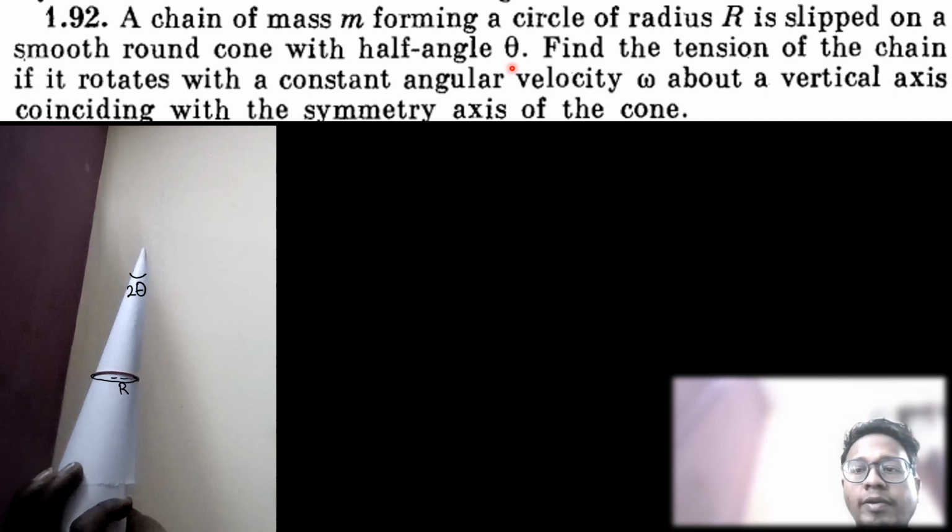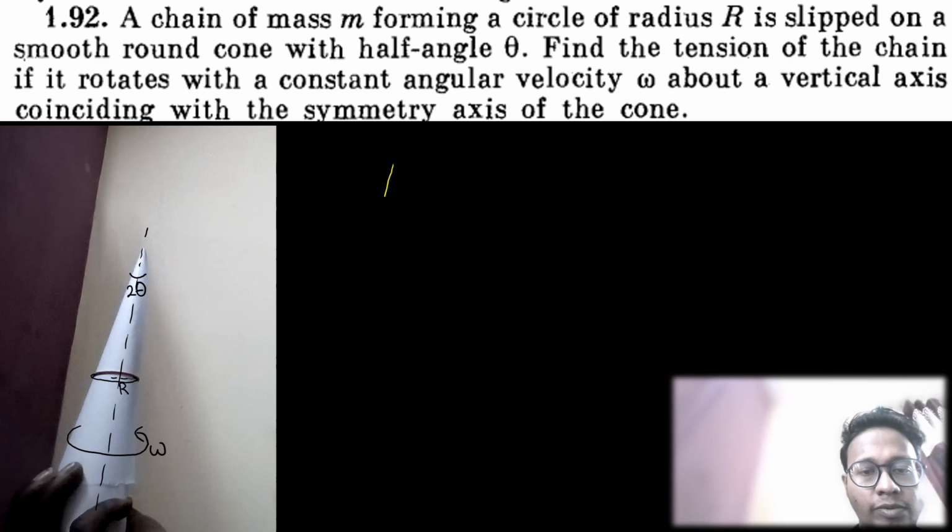Find the tension of the chain if it rotates with a constant angular velocity omega about a vertical axis coinciding with the axis of symmetry of the cone. That means if this is the axis of the cone, the cone rotates with angular velocity omega. So the ring that is on top of this cone also rotates with angular velocity omega. Because the question suggests that the ring does not slip over the cone, the ring rotates with the cone.